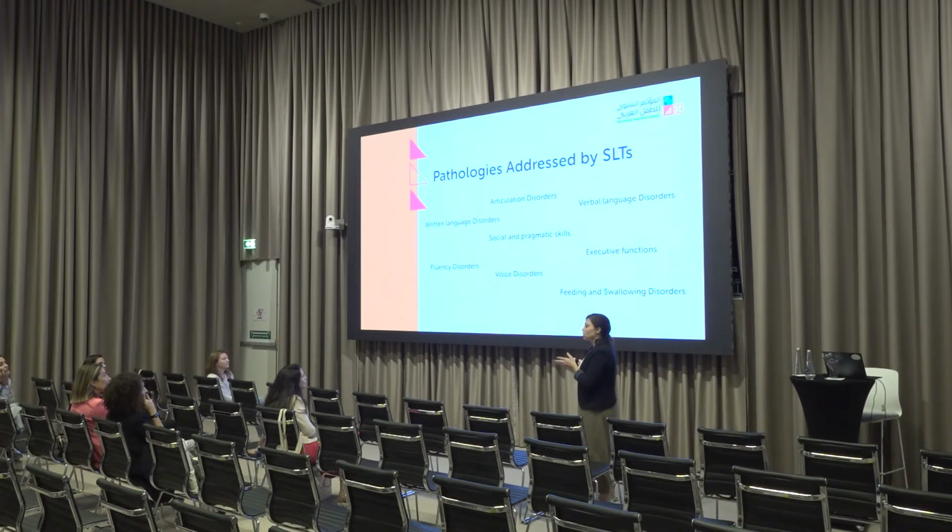Written language disorders, so I saw a stand about dyslexia outside, so reading and writing difficulties, this is something speech therapy would also handle. Social and pragmatic skills. Anyone knows what that is? It's one of my favorites. So you have the vocab, you have the sentences, you have the grammar, but it's the use of the language. Usually, but not in all cases, kids who are on the spectrum have social and pragmatic difficulties.